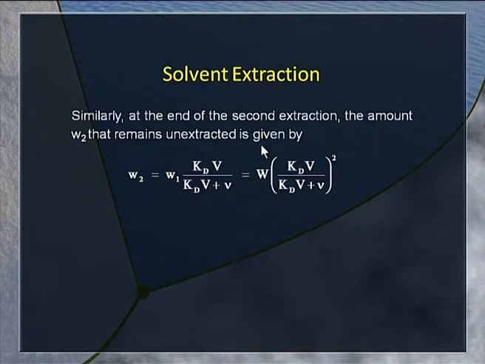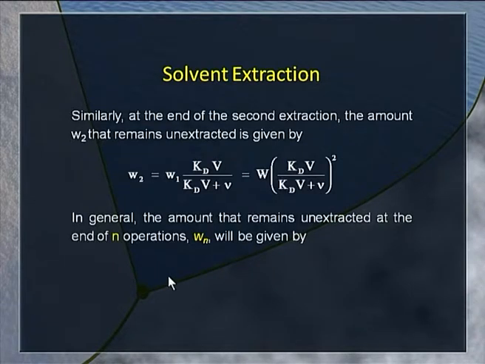We can introduce the result of the first operation so that we get W2 is equal to capital W into Kd into V divided by Kd into V plus small v, raised to 2. We can extend it to third, fourth, fifth and to the nth operation and write the formula that we expect after the nth operation for the amount of solute remaining unextracted. Wn is equal to capital W within brackets Kd into V divided by Kd into V plus small v, raised to n.